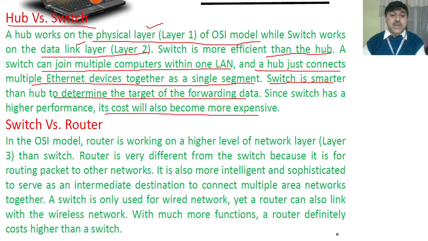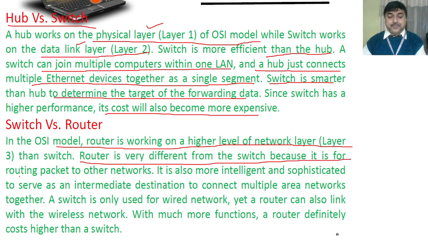In the OSI model, the router works on the higher level, the network layer, that is the third layer. What is a router? A router will help you to find or route the things. And what does the switch do? The switch finds out the particular place and the way through which it will work.